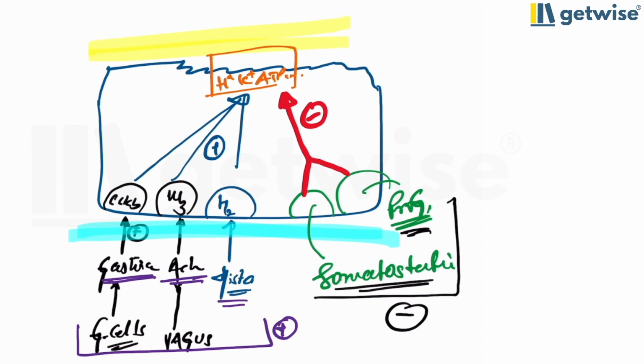So gastrin, ACh and histamine will increase the HCl secretion. On the other hand, somatostatin and prostaglandin will decrease the HCl secretion. So that's all about the mechanism and regulation of HCl secretion.